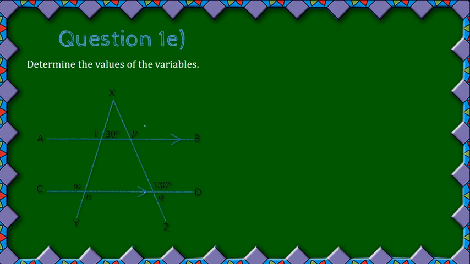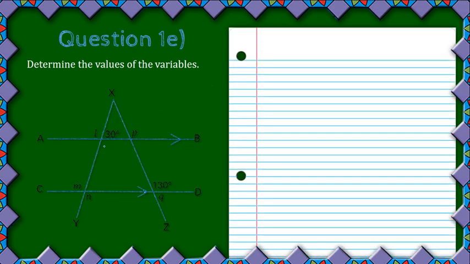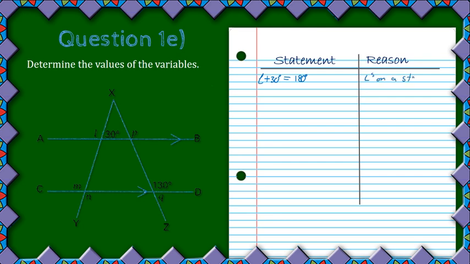Then 1e. Right, so here we have L, M, N, P, and Q. Alright, starting with L. Now, this 30-degree angle and L lie on a straight line, so that means that L plus 30 degrees will equal 180 degrees. So this is angles on a straight line. And therefore, L is equal to 180 minus 30, so this gives us 150 degrees.